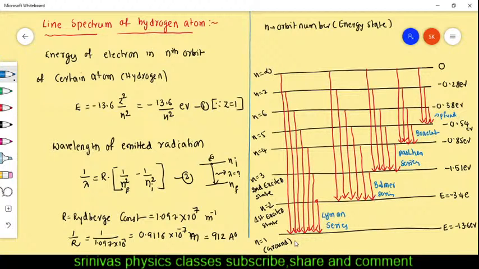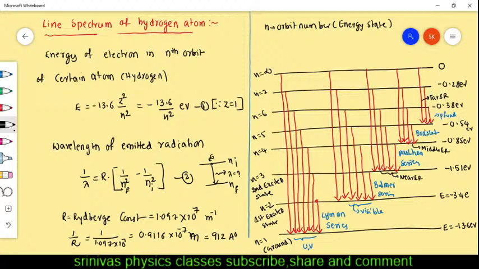In the Lyman series, the energy released is in the UV region. The energy released in the Balmer series is in the visible region. This one is in the region of near IR, and this one is the middle IR. The last spectral series is the Pfund one, and this is the far IR. IR means infrared radiation, right?